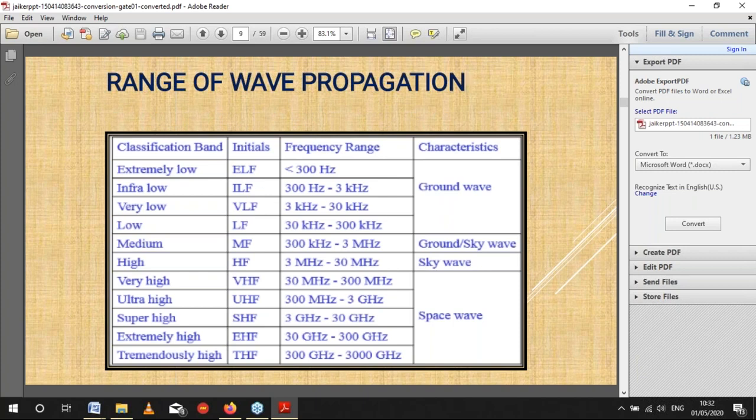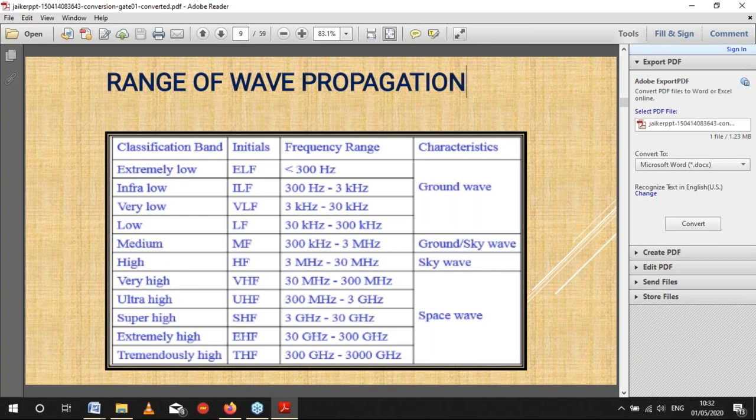If you look at the next slide on the screen now, we have the range of wave propagation. Then we have the electric field type on the screen also. You see them. We've talked about waves and seen how waves operate. So now let's look at electrostatics.